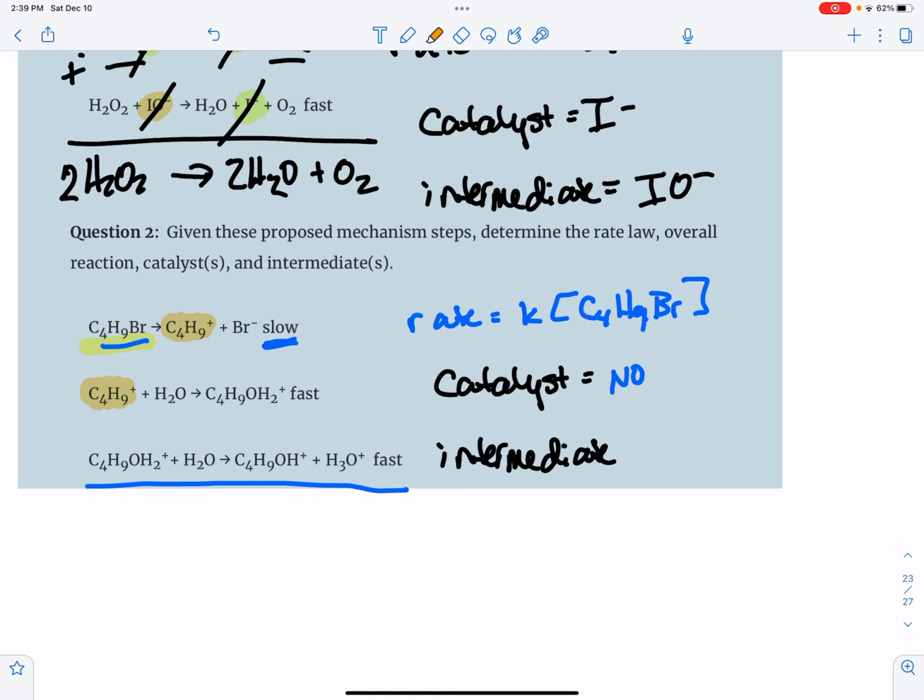I'm going to go back over here. Does this one have a match? Yep, it has a match also. So those are my two catalysts. I'm sorry, I said the wrong word. Those are my two intermediates, C4H9 plus and C4H9OH2 plus. I know that looks crazy. You'll understand that more when you get to organic chemistry.